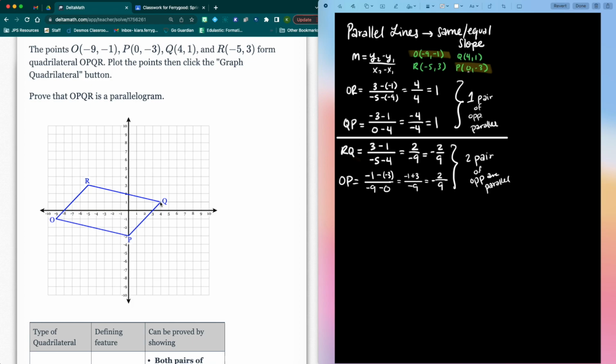So from Q to R, right? So I'm going to go down 1, 2 units. So rise is negative 2. And then I'm going to run 9. So 1, 2, 3, 4, 5, 6, 7, 8, 9. So again, you could have used rise over run as well to find your slopes.